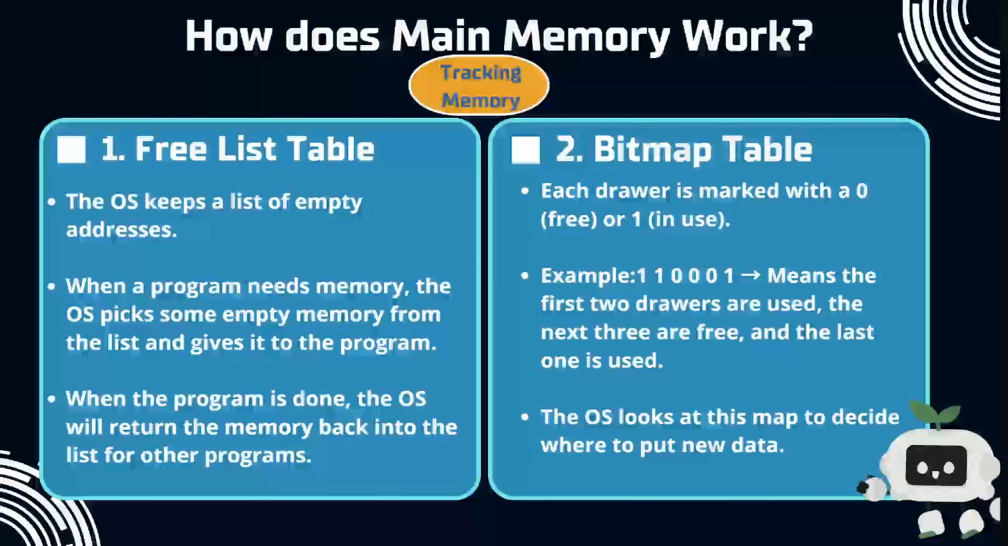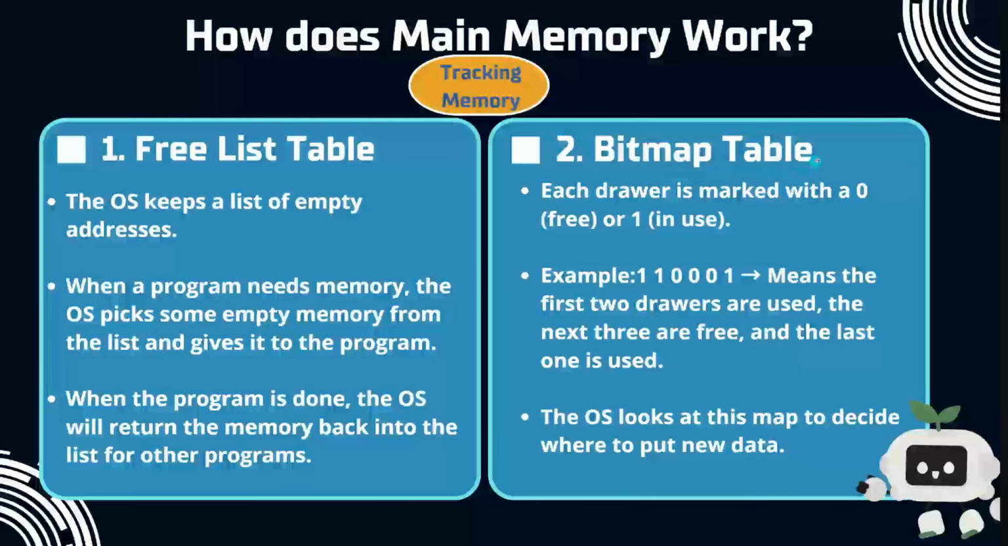So how does main memory work in tracking memory? First, for tracking memory, it will use a free list table. The OS keeps a list of empty addresses. When the program needs memory, the OS picks some empty memory from the list and gives it to the program. When the program is done, the OS will return the memory back into the list for other programs. That is for the free list table.